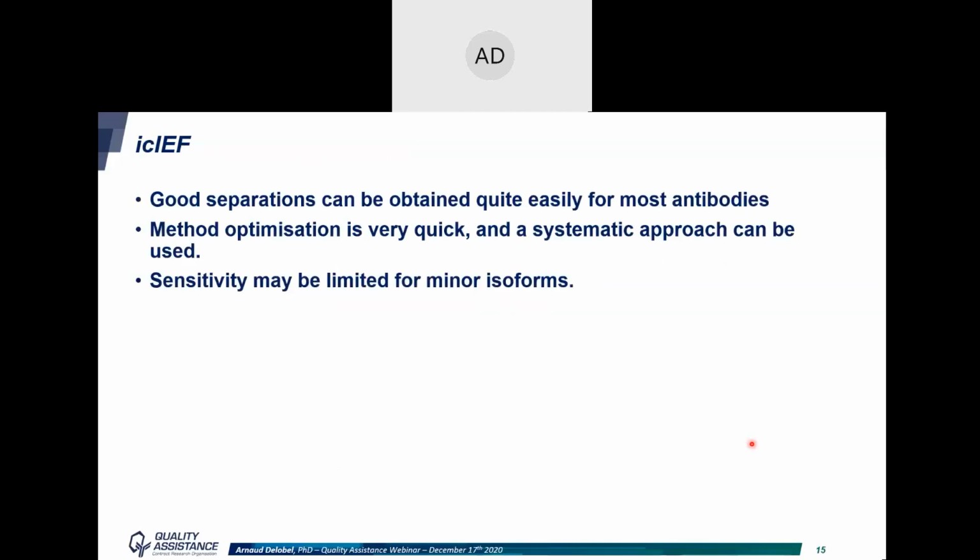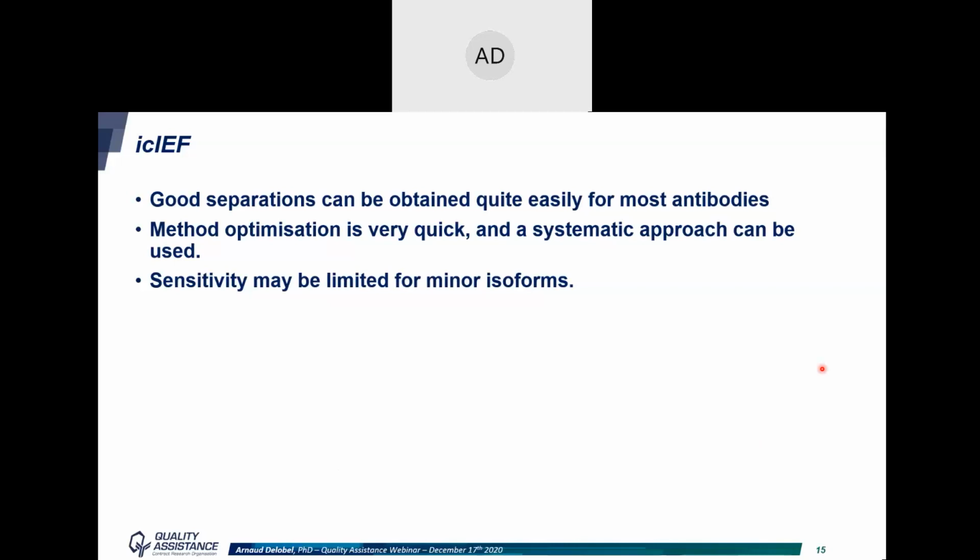So in icIEF, you can obtain good separations quite easily for most antibodies. The method optimization is very quick, and you can use a systematic approach for this optimization. The only drawback is that the sensitivity may be limited for minor isoforms due to the signal-to-noise ratio that is not really high.